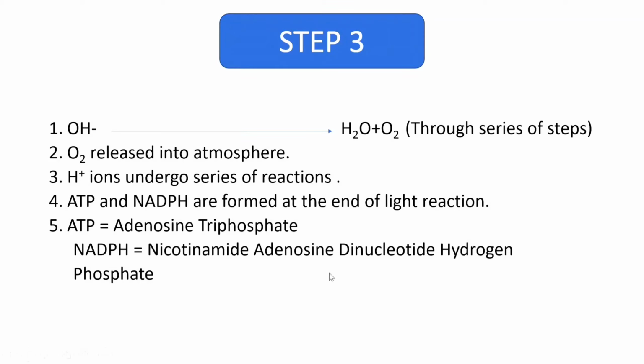So, what are the end products of the light phase? One is oxygen, which is released. So, oxygen is one end product. And the assimilatory powers, that is energy rich compounds ATPs and NADPHs, are formed in this light reaction.